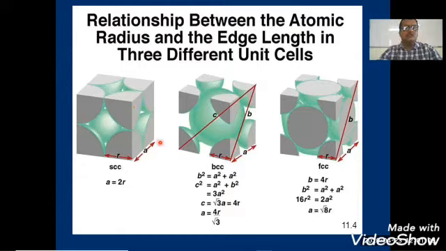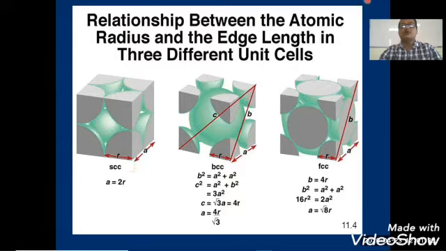So the calculation is simple. So the edge length is A and the radius of a unit is R. So from here to here it is R, from here to here it is also R. So the total distance from this corner to this corner will be equal to 2R. That means A is equal to 2R. This is for simple cubic unit cell.